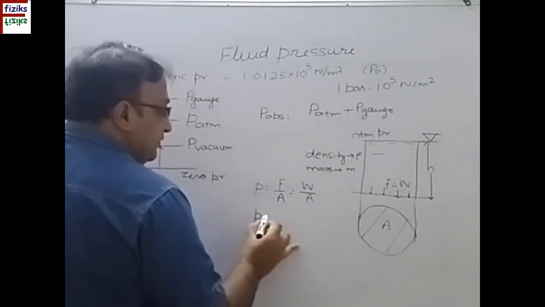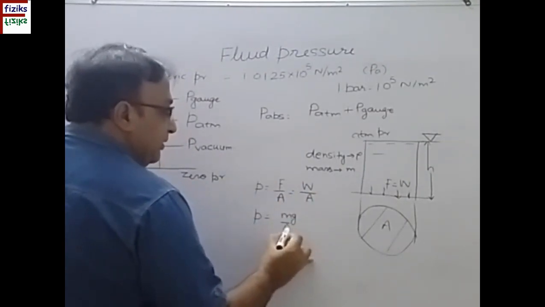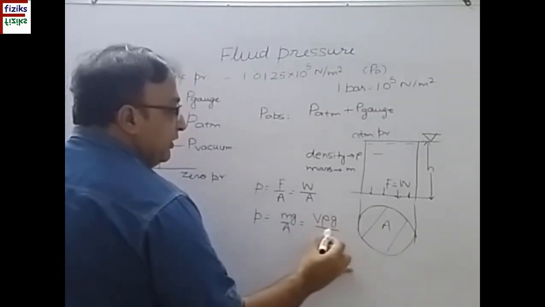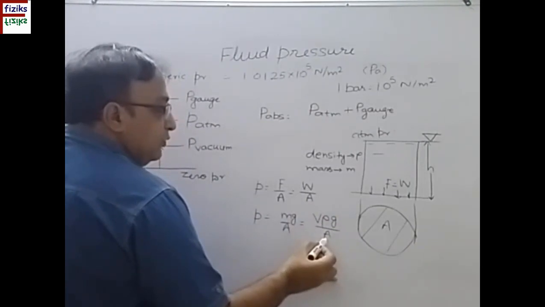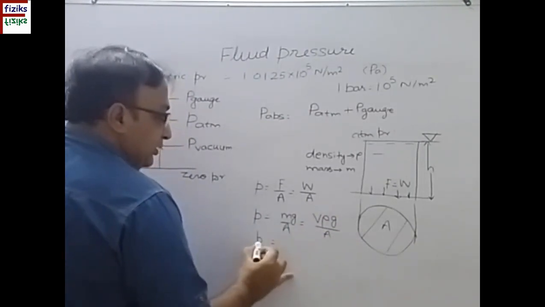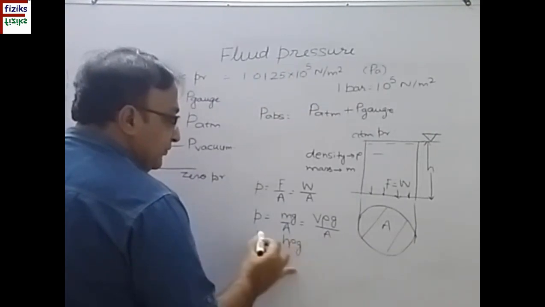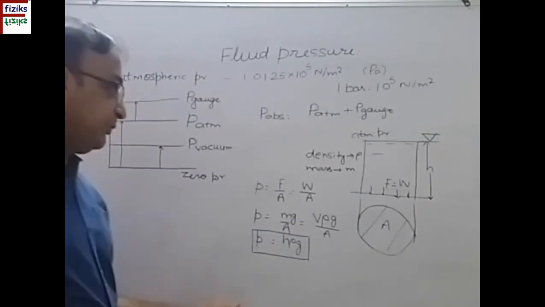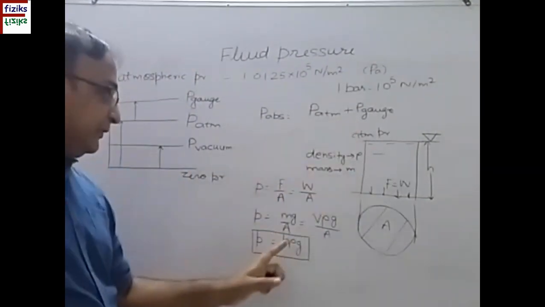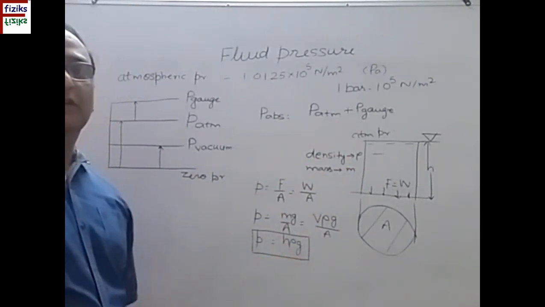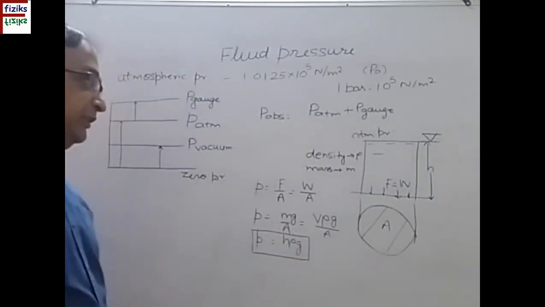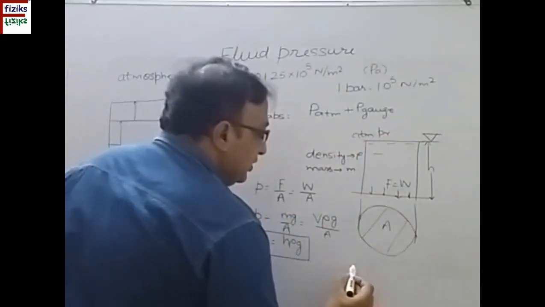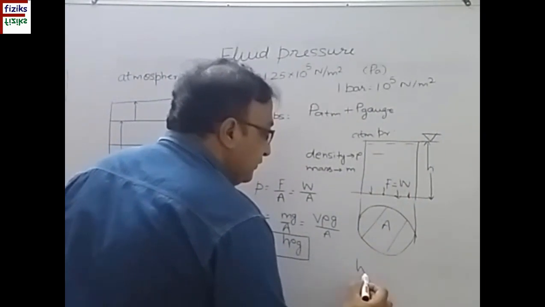So weight is mg divided by A, mass is density times volume times g divided by A, and the ratio of volume to area of cross section is nothing but the height, h rho g. So this is how we write the pressure exerted by the fluid. Pressure is the product of height of the column of the fluid, density of the fluid, and g is the acceleration due to gravity.